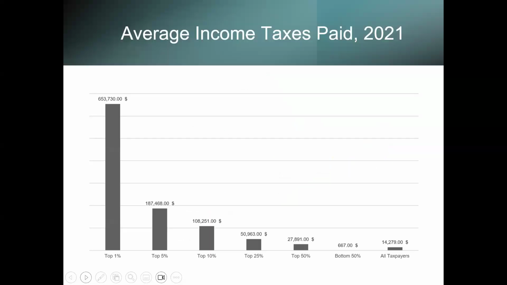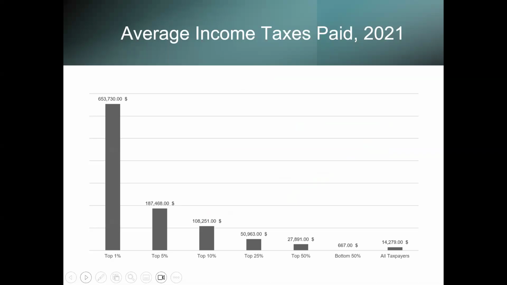All right, so who pays taxes in the United States at the federal level? So what we see is these are the averages. We'll talk about the top 1%, 5%, 10%, 25%, 50%, and the bottom 50%. And all taxpayers averaged out across the country, taxpayers pay about $14,279.